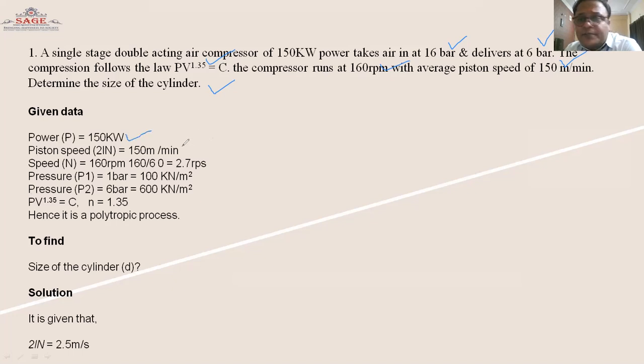Piston speed is given as 150 meter per minute, and for the double acting this is 2LN. L is the piston stroke length, N is the speed, and the speed given is 160 rpm. We will also convert it to rps, 2.7 rps, revolutions per second. Pressure P1 is 1 bar. It is not 16 bar, it is 1 bar. It is corrected, not 16 bar, it is 1 bar.